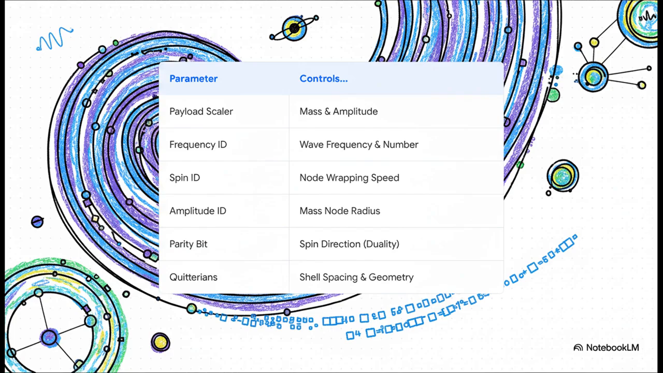So this table here really breaks down that blueprint for us. You can see exactly how these different parameters control actual physical properties. For instance, you've got the payload scalar. That one handles mass and amplitude. Then there's the spin ID, which, you guessed it, controls how fast the node wraps. And check this out. Even a single parity bit can completely flip the spin direction, introducing this idea of duality. Then you get these other terms like quaternions, which the source material explains is what defines the pattern's shell spacing and its overall geometry. It's a whole set of physical laws, all in one neat little package.